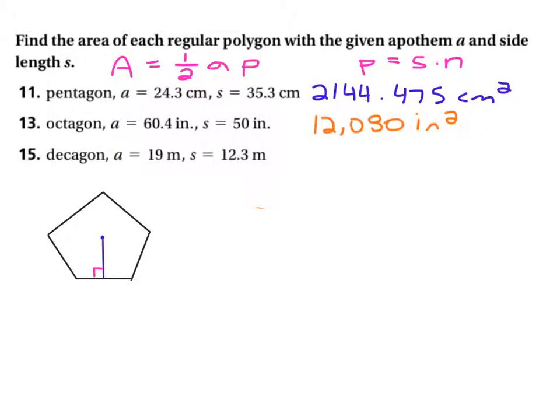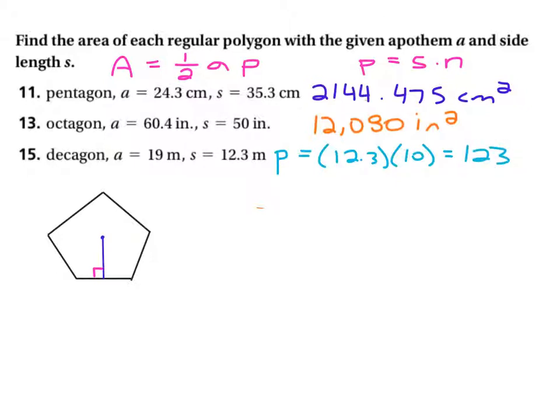Okay, and we'll do it one more time for the decagon. How many sides does this decagon have? It has 10 sides. So if we wanted to find the perimeter of this decagon, it is equal to the side length, 12.3, times the number of sides, 10. Hopefully you can do this in your head. You're just multiplying by 10, you move the decimal over 1, and we get a perimeter of 123.